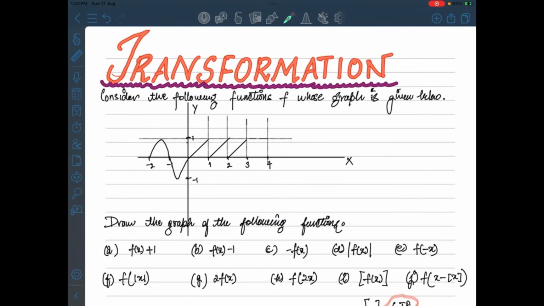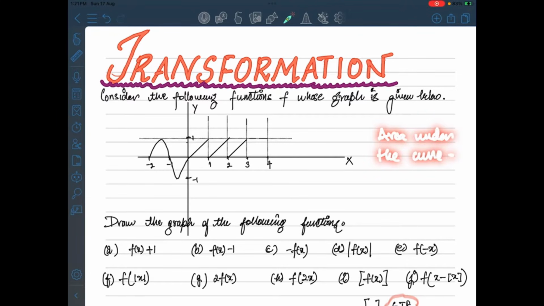Hello everyone. So today we are going to learn about transformation, which is very important with regard to JEE Advanced as well as Main. Why it is important: just one example I would like to give before proceeding. This is very useful in area under the curve.